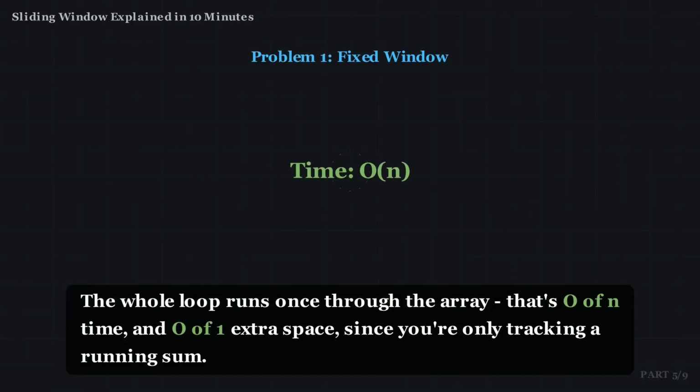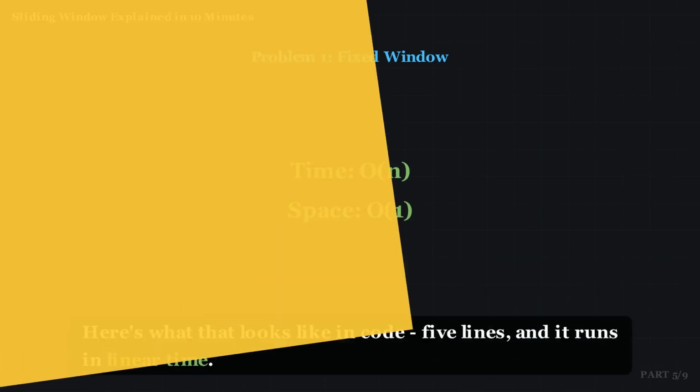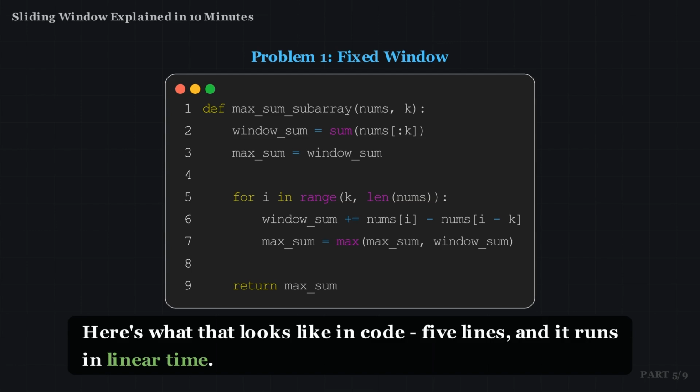The whole loop runs once through the array, that's O of n time, and O of 1 extra space, since you're only tracking a running sum. Here's what that looks like in code: 5 lines, and it runs in linear time.